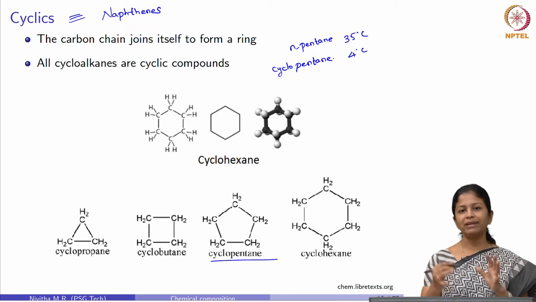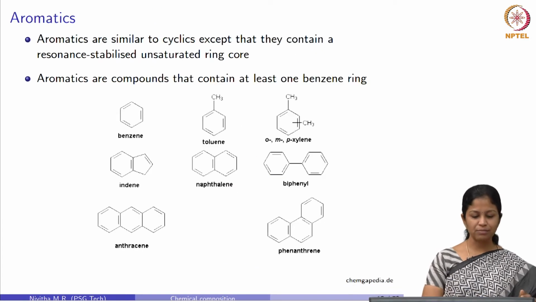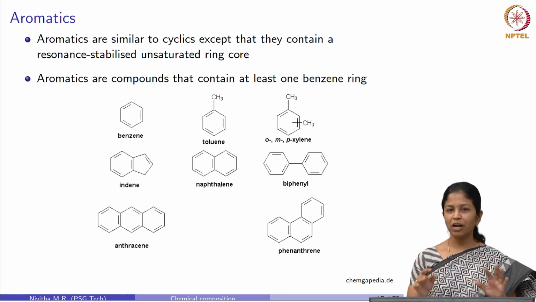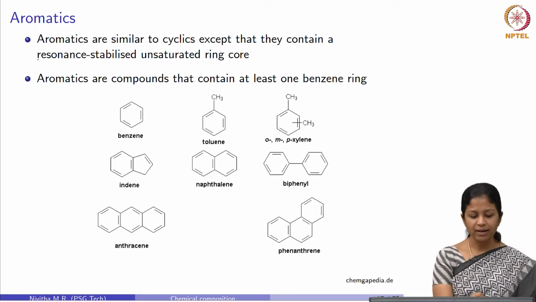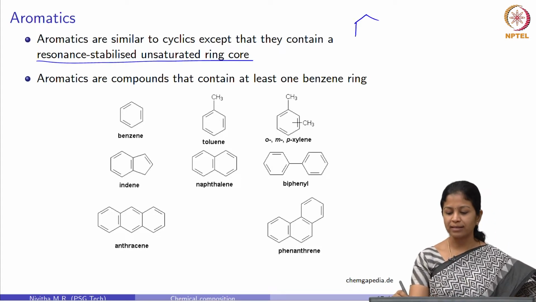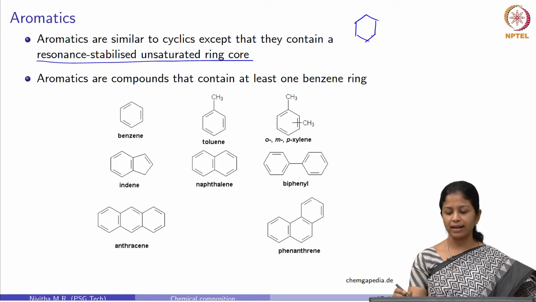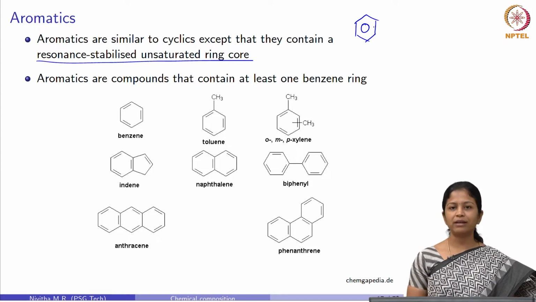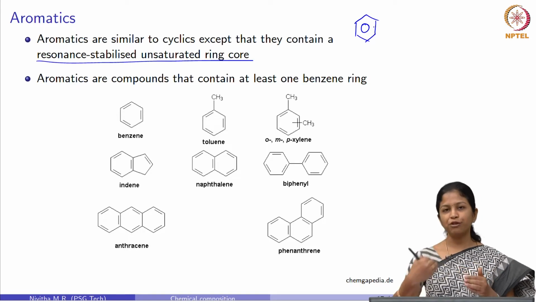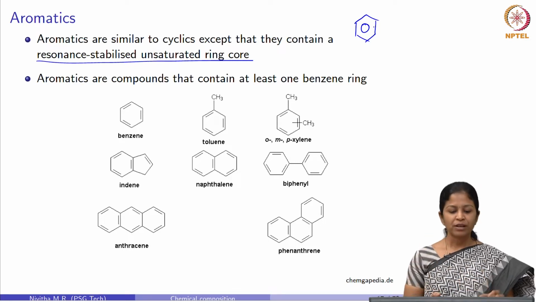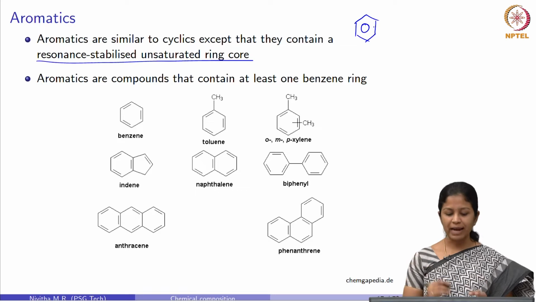So, this is one type of molecules which are present in bitumen, and the other type is aromatics. These aromatics are similar to cyclics except that they have a resonance stabilized unsaturated ring core. So, we draw something like this. This is a cyclic. When I have a ring core present in it, then this is an aromatic compound. So, what is this resonance stabilization? It is a process which reduces the molecular weight of that particular molecule and makes it more stable. So, these aromatics are highly reactive.